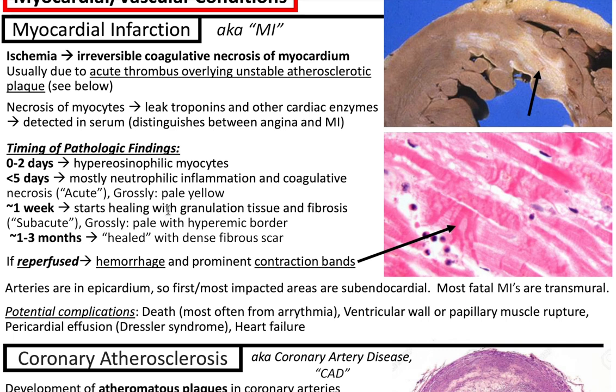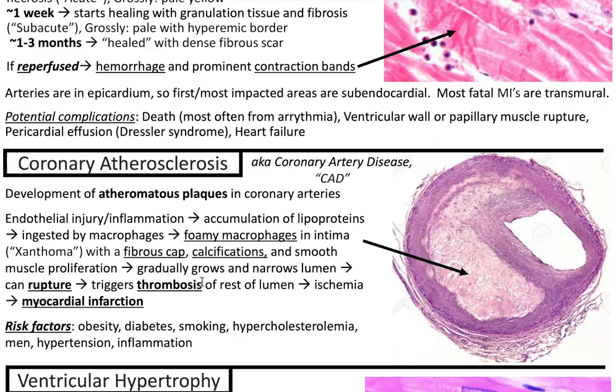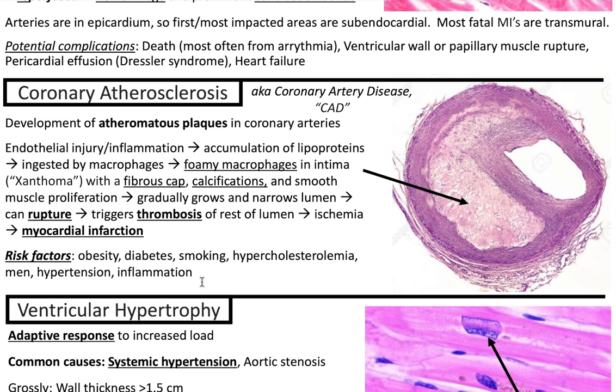1 to 3 months, it'll be healed with dense fibrous scar. If reperfused, you'll have hemorrhage and prominent contraction bands. Coronary atherosclerosis, development of atheromatous plaques. And these plaques can rupture, triggers thrombosis of the restive lumen, leading to ischemia and myocardial infarction.